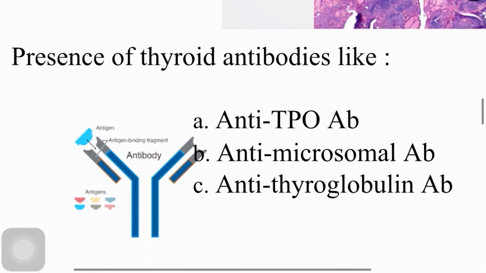The third characteristic feature is the presence of thyroid antibodies like anti-TPO antibodies, that is thyroperoxidase antibodies, then anti-thyroglobulin antibodies, and antibodies against the TSH receptors.